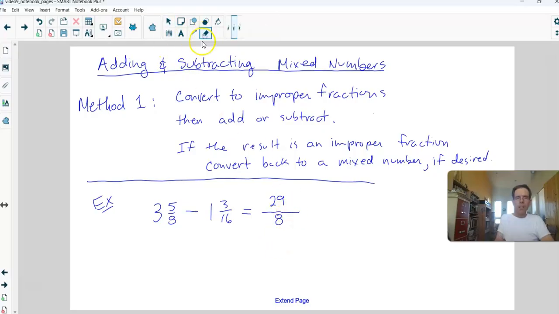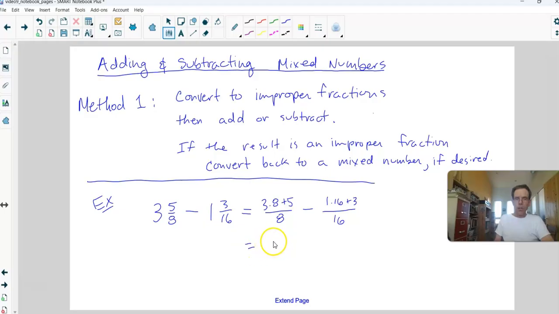I don't know, maybe I shouldn't. Maybe I should write it all out so everybody can see it, because you are just starting to do this. 3 times 8 plus 5 over 8. And we're going to take away 16 in the bottom. But what do we get in the top? 1 times 16 plus 3. So what do we get? 29 eighths. Right? 3 times 8 is 24, plus 5 is 29. Minus 1 times 16 is 16, plus 3 is 19 sixteenths.